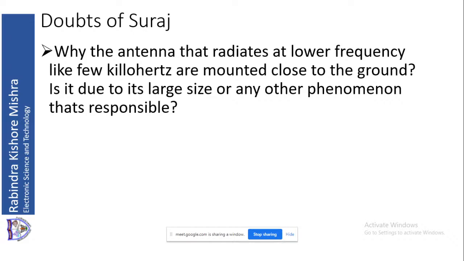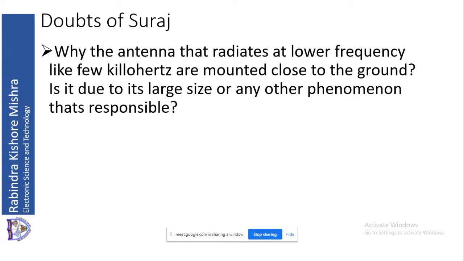Another reason is that at these lower frequencies, the wave attenuates very fast. So these lower frequencies are aimed at short distance communication, not for large distance communication. In short distance communication, there can be blockage due to buildings, trees, etc. So there will be line of sight communication.